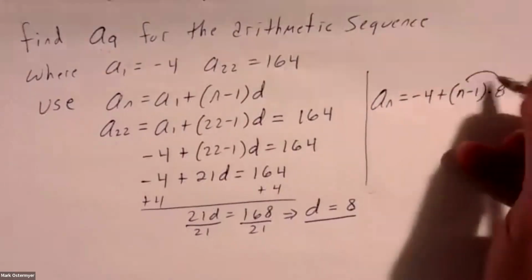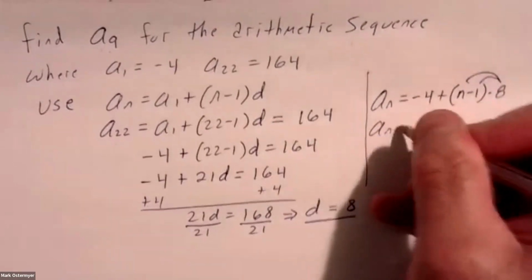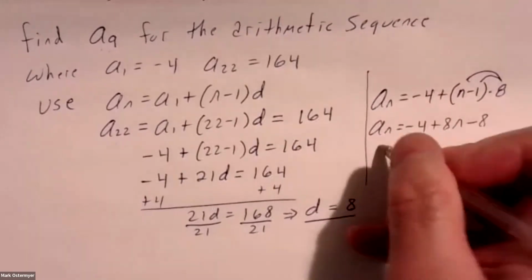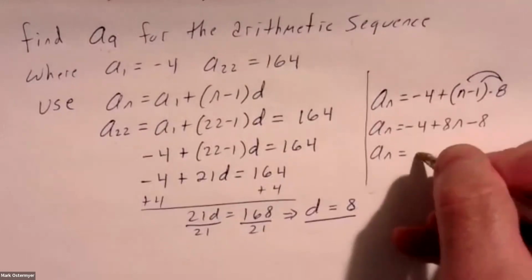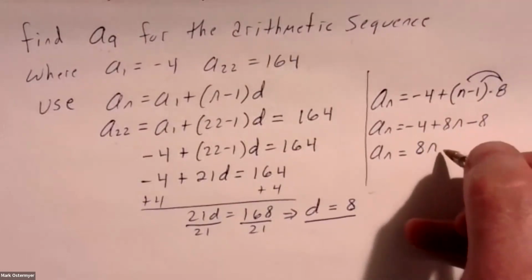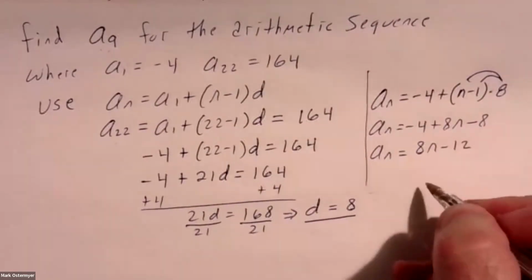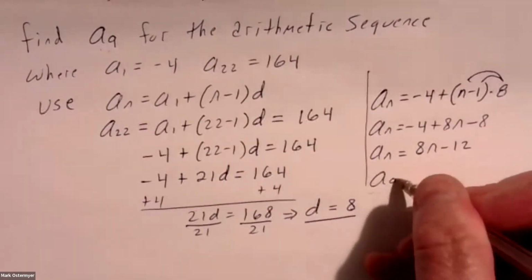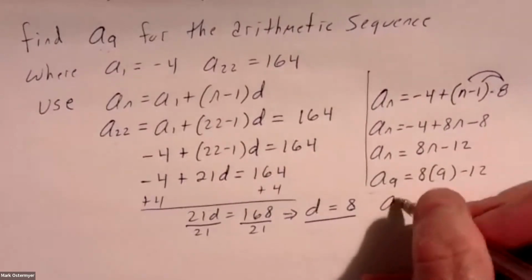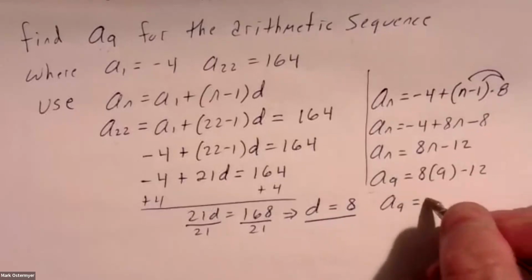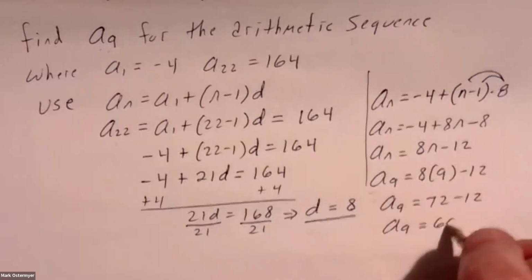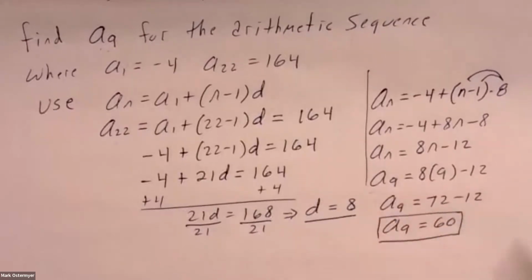We can simplify this by distributing the 8 inside the parentheses, combining like terms, and therefore we get our nth term rule is going to be this right here. Now we can find the ninth term by letting n be 9. Therefore, our ninth term is really going to be 72 minus 12, which is going to be 60. And that is your ninth term, and we're done with this problem.